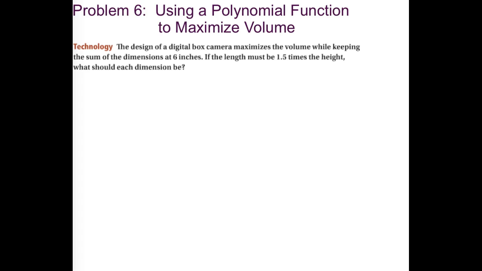We're going to look at an example of where we might use our calculator to help us with this. It says the design of a digital box camera maximizes the volume while keeping the sum of the dimensions at 6 inches. If the length must be 1.5 times the height, what should each dimension be? Lots of things to break down here. First thing I think of is I've got a box, right? They're saying this camera looks like a box. Okay?